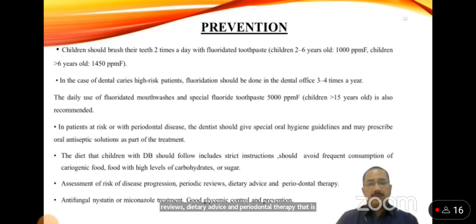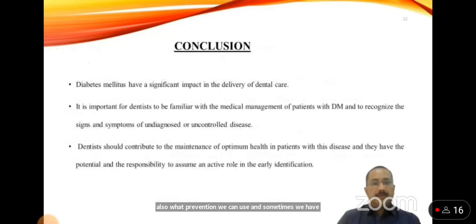And sometimes we have to use antifungals. So to conclude, diabetes mellitus has a significant impact on the delivery of dental care. It is important for dentists to be familiar with the medical management of patients with diabetes mellitus and to recognize the signs and symptoms of undiagnosed or uncontrolled disease. So dentists should contribute to the maintenance of optimum health in patients with this disease, and they have the potential and the responsibility to assume an active role in early identification.